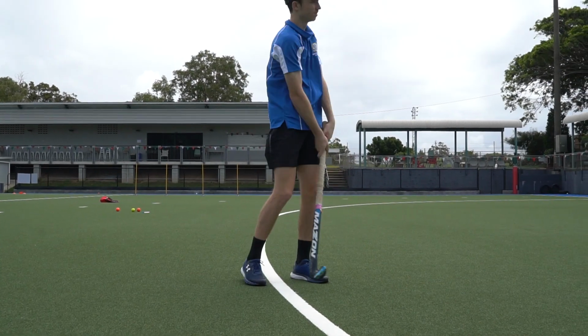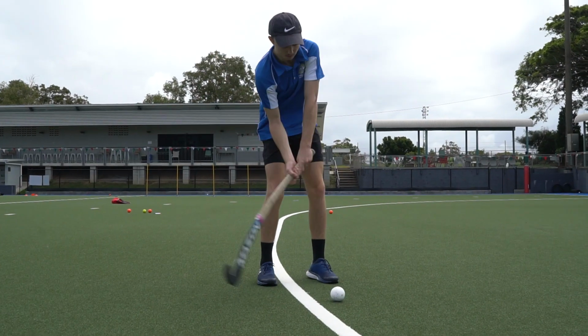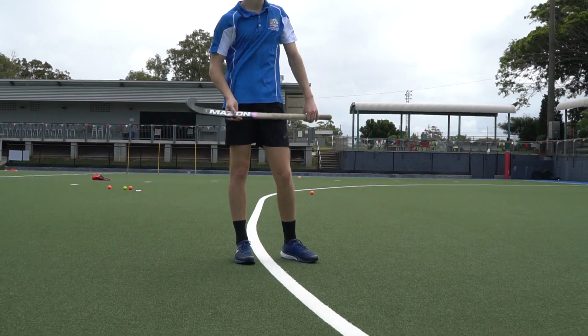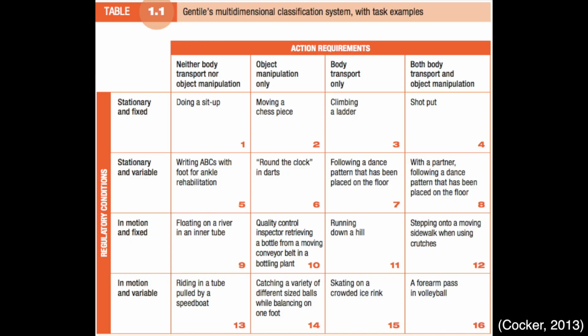The next skill we'll be talking about is shooting, and Daniel will be demonstrating this. Shooting is one of the most important skills in field hockey, as it is a way teams can score goals, which is needed to win. When referring shooting to the two-dimensional system, Gentile taxonomy table, the regulatory conditions would be in motion and fixed, as shooting can take place while in motion or stationary. The action requirements will be with both body transport and object manipulation through the hockey stick and ball. Therefore, this skill will fall in box 12 of the table.